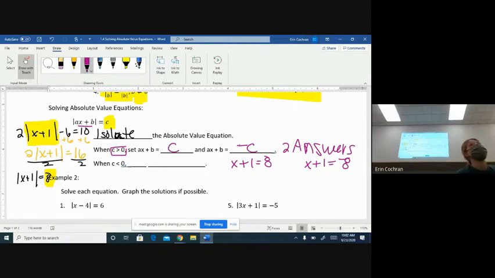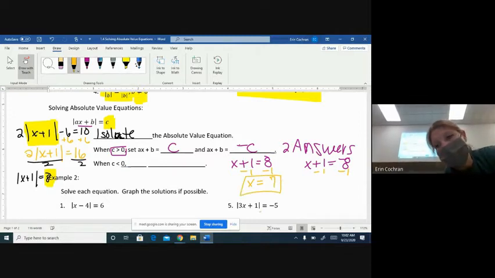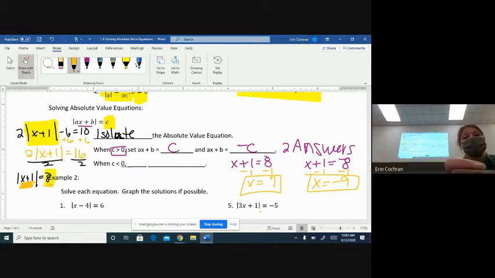And then could I solve each of these? Yeah, how would I solve this? Subtract the 1. So x would equal 8 minus 1, which is 7. And then negative 8 minus 1 is negative 9. And the reason why this works, think about it: what's 7 plus 1? 8. The absolute value of 8 is 8. If I plug in negative 9, what's negative 9 plus 1? Negative 8. And is the absolute value of negative 8, 8? Yeah. All right.